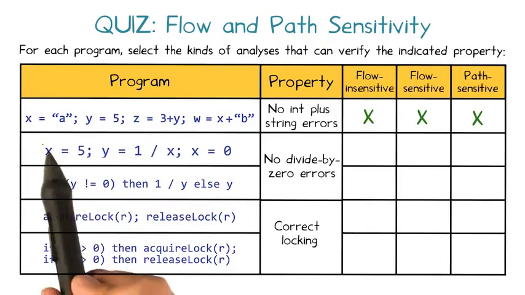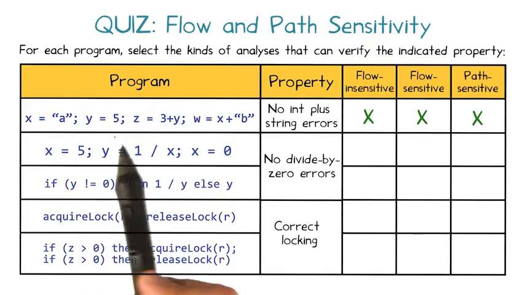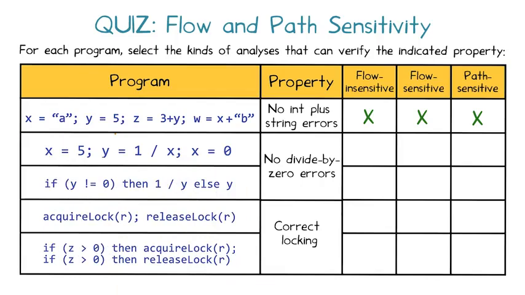The first program can be proven to be free of integer plus string errors using a flow-insensitive analysis, assuming that all variables are defined in the program before being used. Let's see why this is the case. A flow-insensitive analysis views this program as an unordered set of these four statements and effectively checks all possible orderings of these four statements for integer plus string errors.